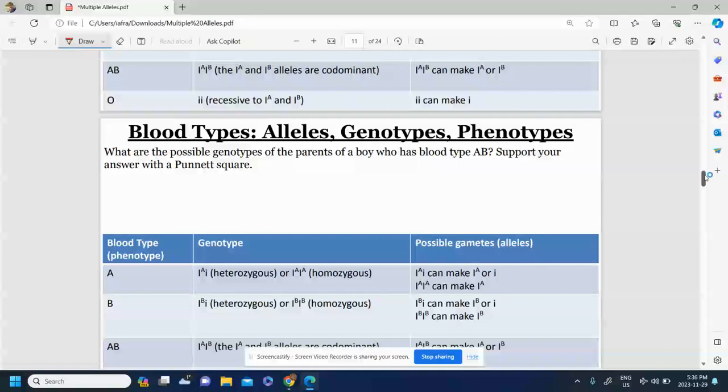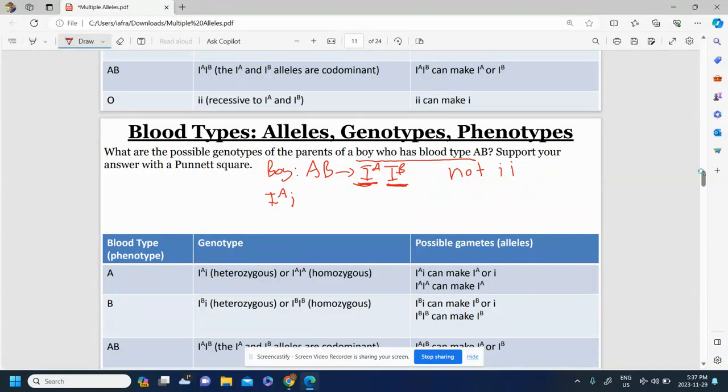So we know that the boy is type AB. So we'll write that out. In other words, the boy is IA, IB. So what that means is one parent gave an A and one parent gave a B. So we can already take some things out of the picture. We know for sure the parent cannot be little i, because one had to give IA, one had to give IB. So I know that one possibility is probably IA, little i, for one parent.